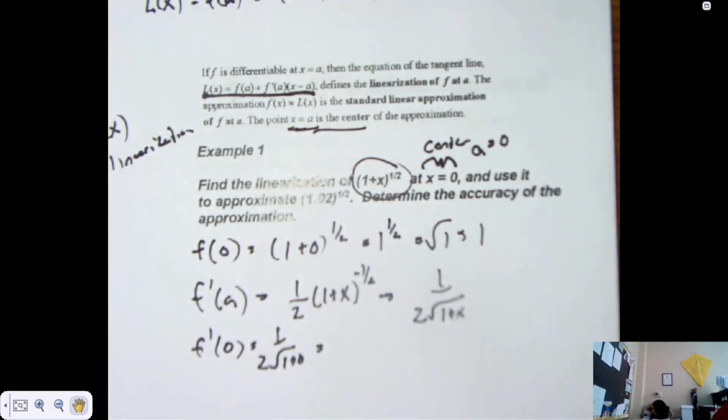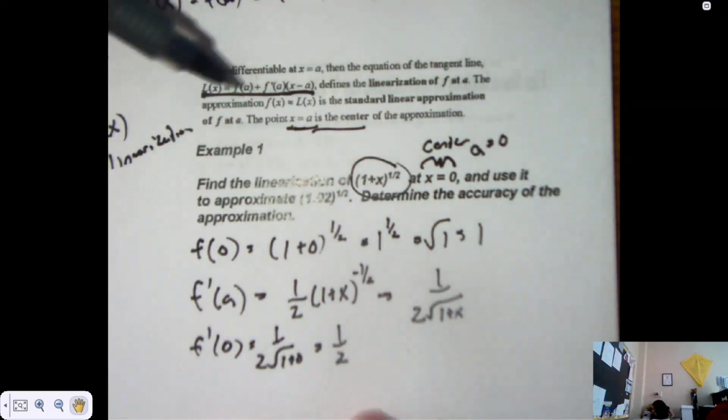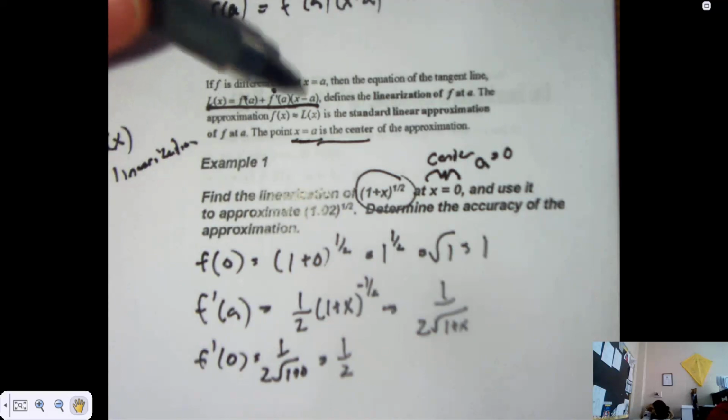All right, so now it's time to plug that 0 in. F prime of 0 will be 1 over 2 roots of 1 plus 0, which happens to be 1 over 2 when everything's said and done. 1/2. So we have found f of a, we found f prime of a, we know what a is.